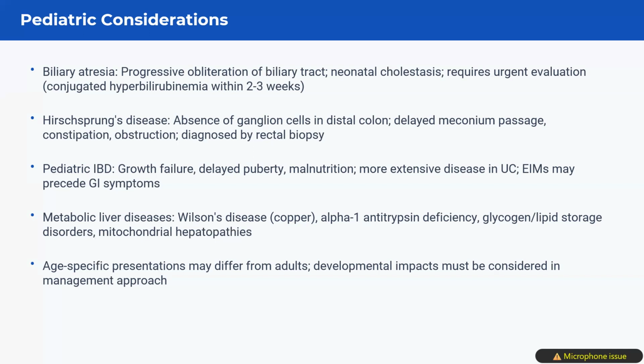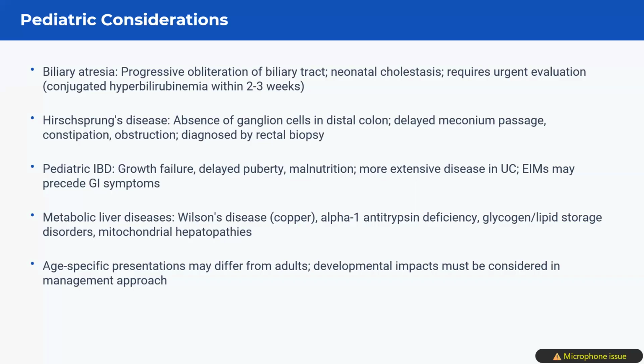Alpha-1 antitrypsin makes another appearance here. This is a misfolded protein which can accumulate in the hepatocytes, and this can manifest as neonatal hepatitis. And like we said last week, emphysema before the age of 40. If you have emphysema before the age of 40, you might have an alpha-1 antitrypsin deficiency, and this is the GI manifestation of that. You can also have glycogen and lipid storage disorders.